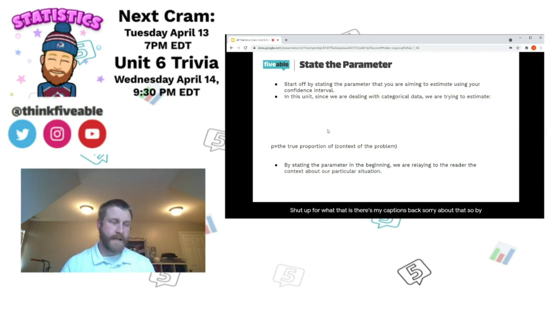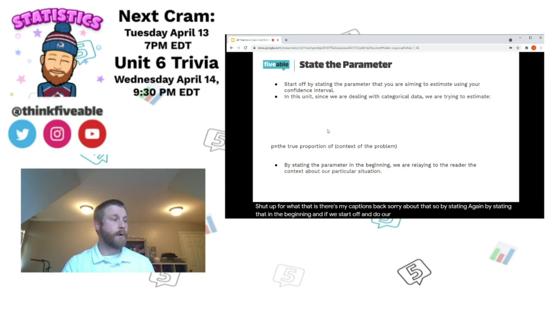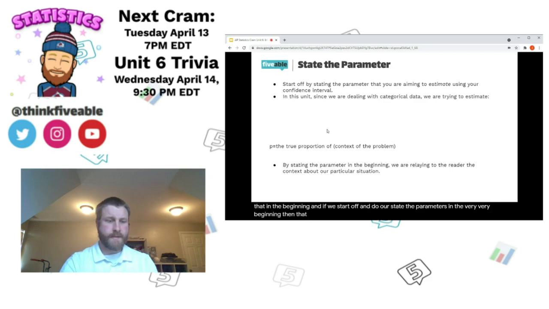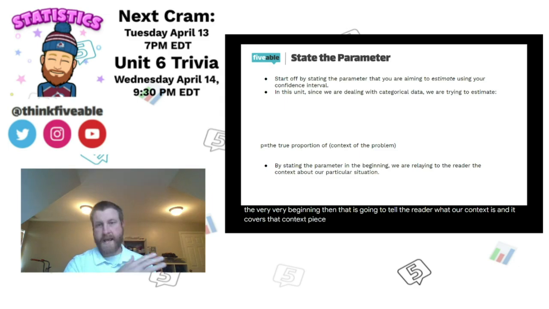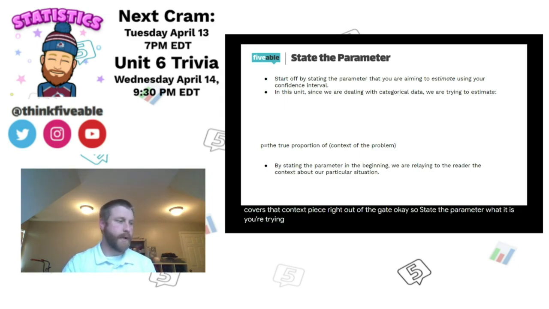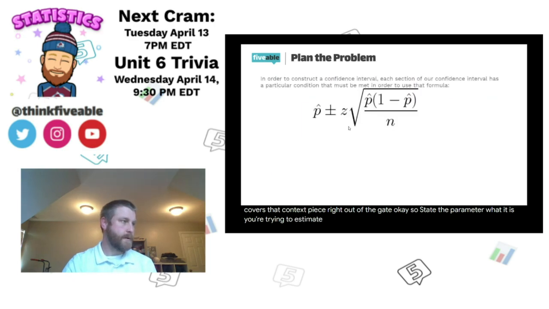So by stating that in the very, very beginning, if we start off and do our state the parameters, then that is going to tell the reader what our context is, and it covers that context piece right out of the gate. Okay? So state the parameter, what it is you're trying to estimate. Okay? So the next thing, you have to plan the problem.